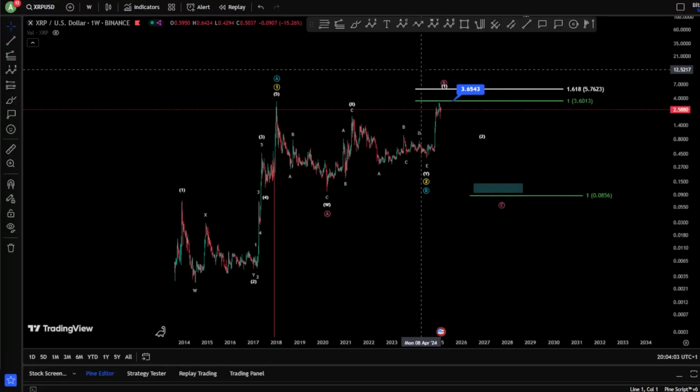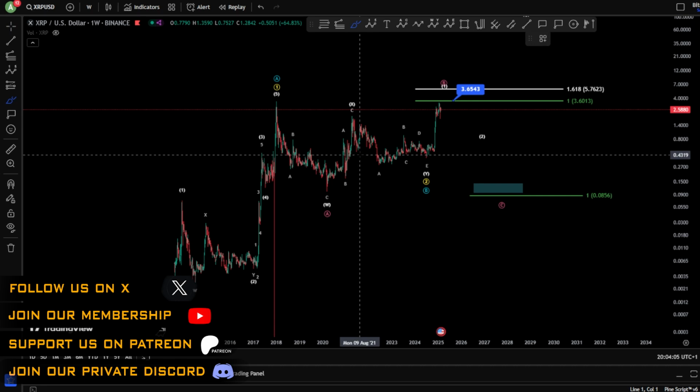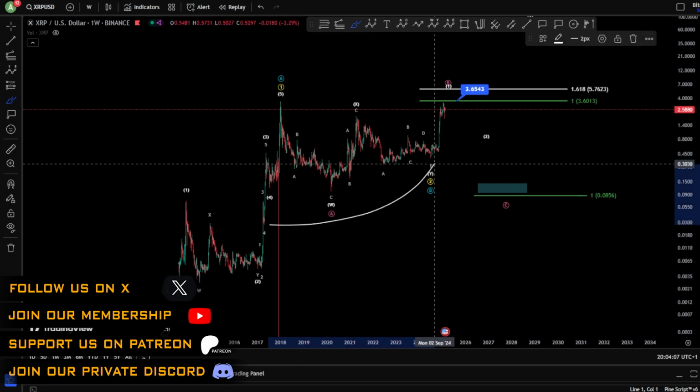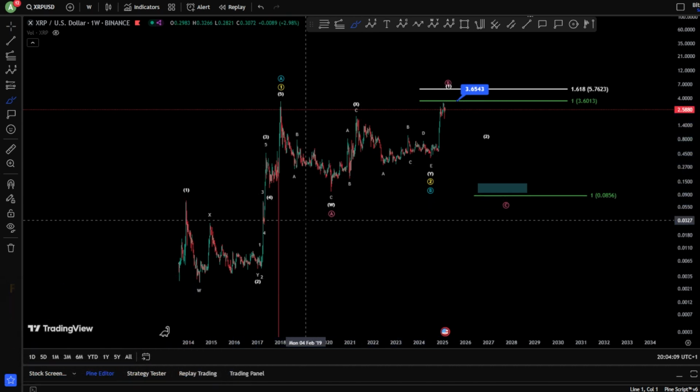Hello everyone, welcome to a new video for XRP price prediction based on Elliott wave analysis. A quick overview between the bullish and bearish scenario.